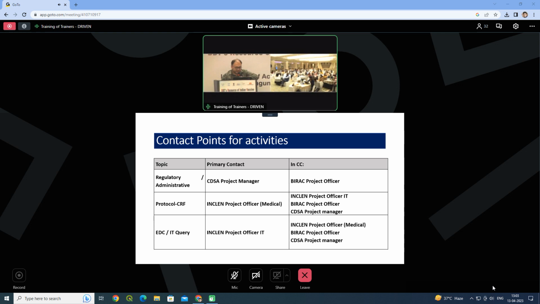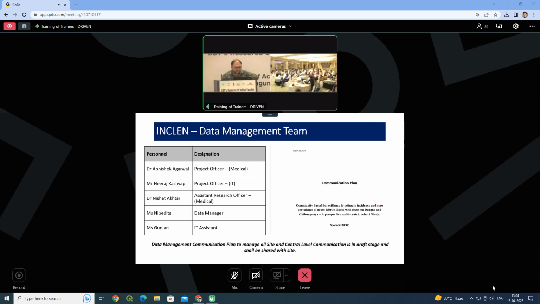Also we are developing a communication guideline, or a communication guide. In that we have placed some contact points for various activities. For the regulatory and administrative, I think BIRAC and CDSA will be the right persons to discuss with. For the protocol and CRF, we at Incline, the medical team, will be taking care. And for the EDC and IT related queries, definitely the IT team at Incline will take care of that. So those are the basic contact points, but a detailed plan will be shared in due course.